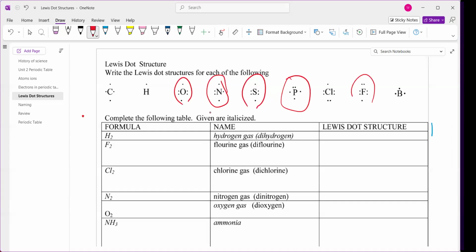Fluorine. Fluorine has 3 pair, 1 singleton, 1 bond. Underneath fluorine is chlorine. Same setup. So really, you only have to know, and underneath carbon is silicon, and so it's going to be just like carbon. So you only need to know about 4.